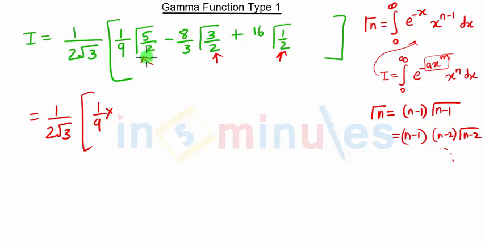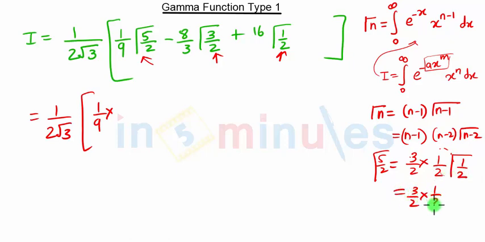What is gamma of 5 by 2? So here n is 5 by 2. So gamma of 5 by 2 is 5 by 2 minus 1, which is 3 by 2. Then we have n minus 2. N minus 2 is 5 by 2 minus 2, which will be half. Then we have gamma of n minus 2, which is gamma of half. 3 by 2 into half, and gamma of half is root pi. So this will be 3 upon 4 root pi.